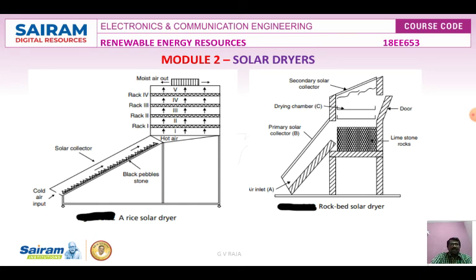The solar heated air can be used for drying most crops, and there is no fuel cost for this solar drying process. It is non-polluting in nature.